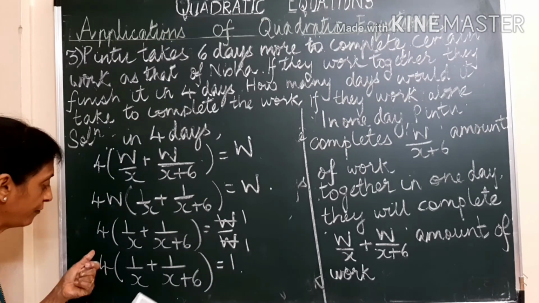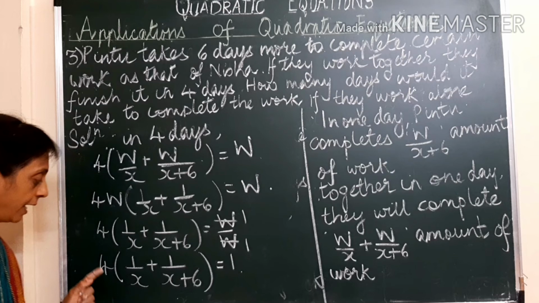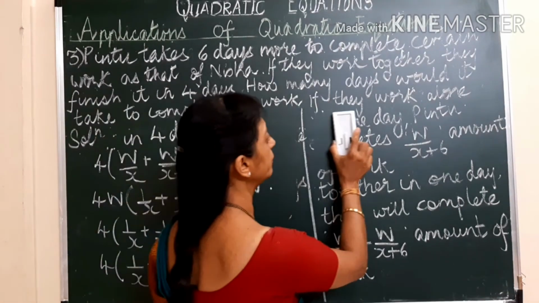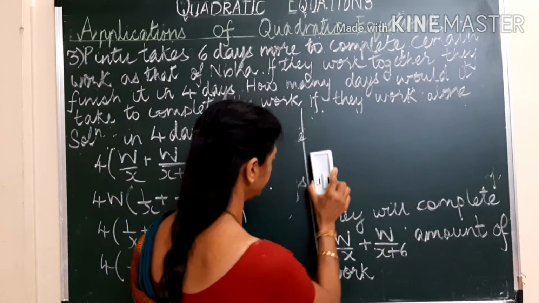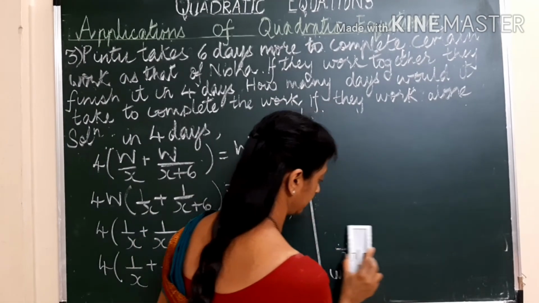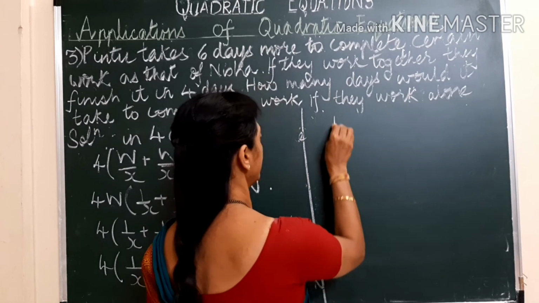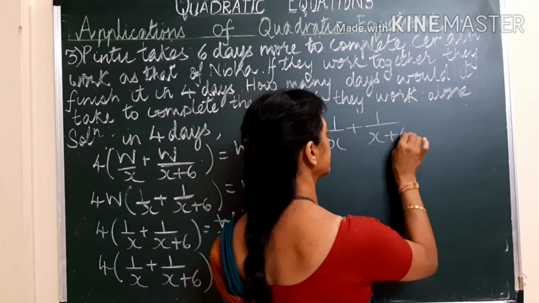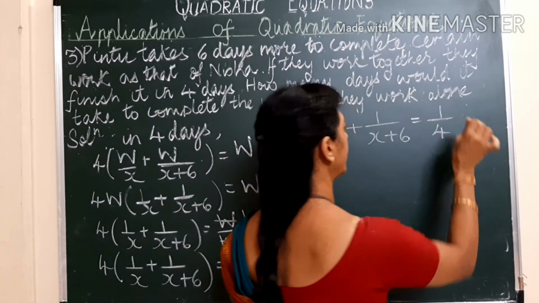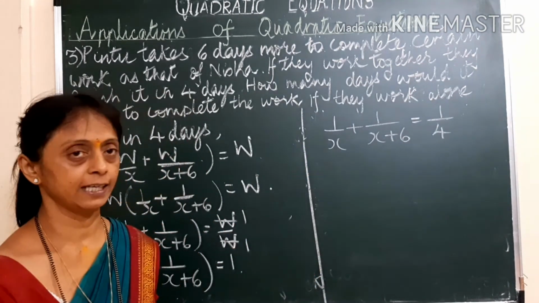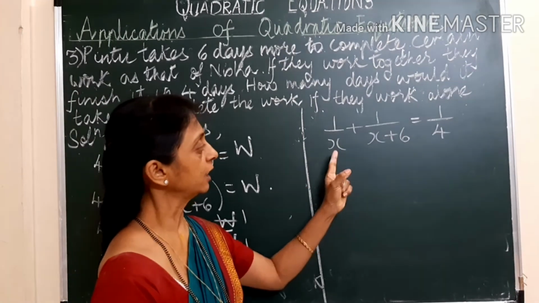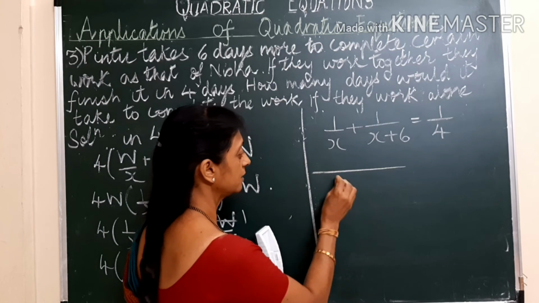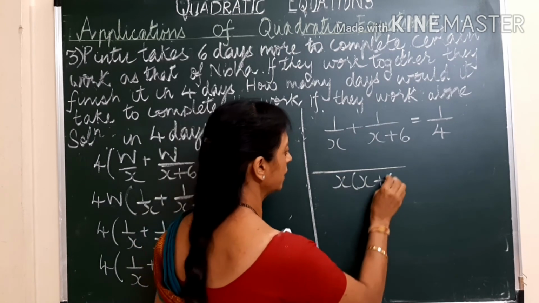Now, 4 is performing multiplication with the entire bracket. When it goes on the other side, it will perform division. So, let's do it over here. Over here, you have 1 upon X plus 1 upon X plus 6, which is equal to 1 divided by 4. On the left hand side, what will the LCM be? It will be X into X plus 6. So the common denominator, you will have X into X plus 6.